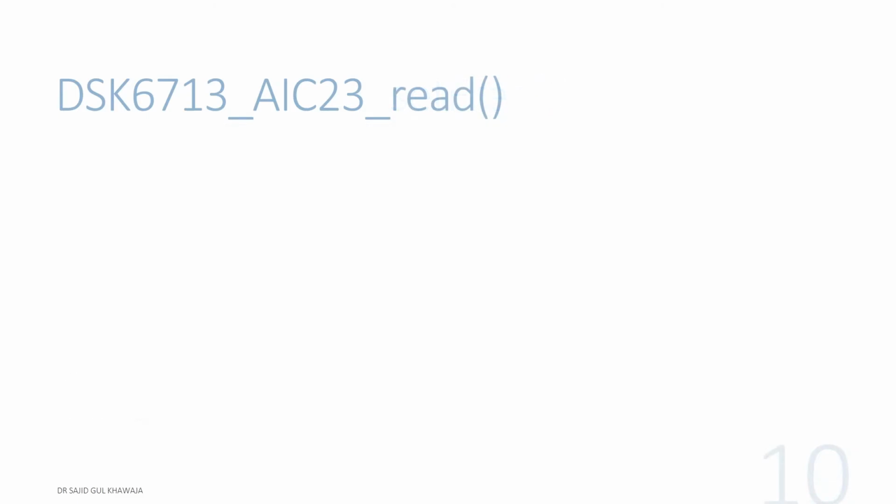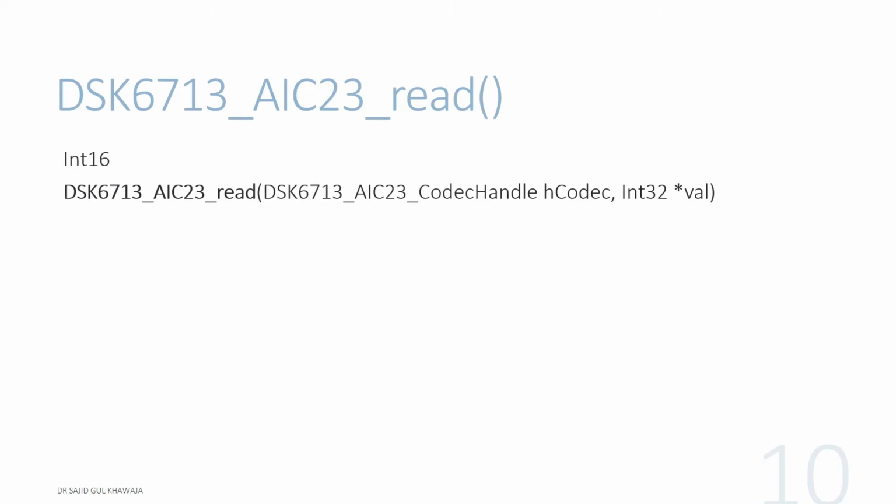Having understood the working of Open Codec and the associated configuration registers, it is time to dive into the last two commands, namely the read and write commands. The syntax for the read command is very easy to understand. The first part of the command remains the same for all the AIC23 commands, that is DSK6713_AIC23_. Now we have read as our command.